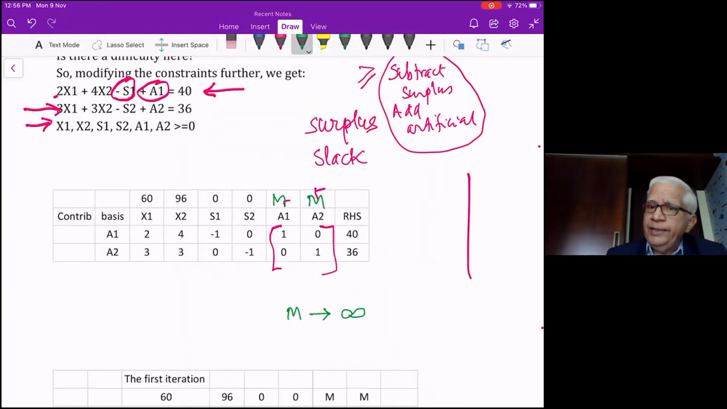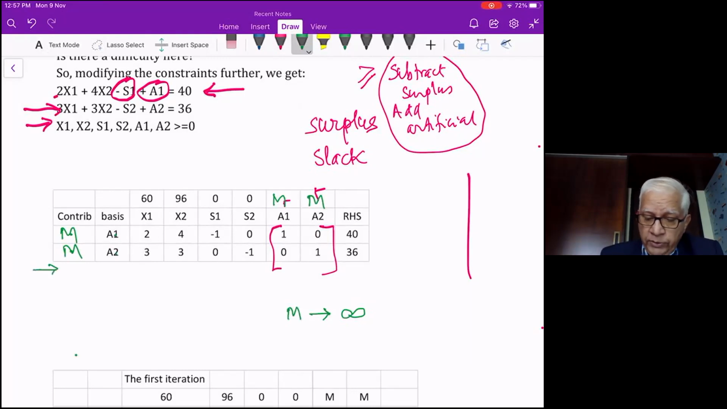Therefore, we have assigned ourselves a contribution equal to M to both A1 and A2. So I'm writing under the contribution column M, M. So A1 has a contribution M, A2 has a contribution M. That's fine. So this table is now looking more complete, except the index row values. Now index row values are required to be calculated. How do we calculate the index row values? See, over here we are going to write the index row.